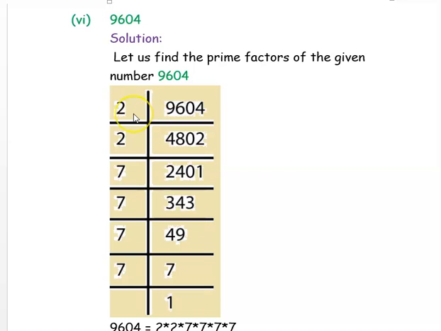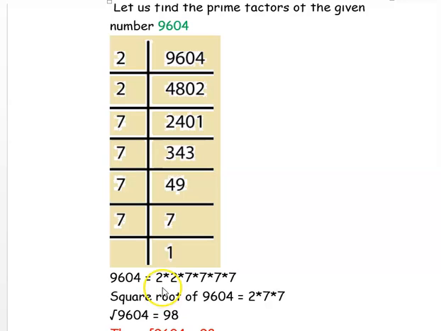The next number given is 9604. Divided by 2 successively, you will get 4802. Again divide by 2, you will get 2401. Now you cannot divide this by 2, 3, 4 or 5. It goes only by 7. So you'll get 343. Further divided by 7, you will get 49. Further divided by 7, you will get 7. Again divided by 7, we will get 1. So for 9604, the prime factors are 2 into 2, 7 into 7 into 7 into 7.